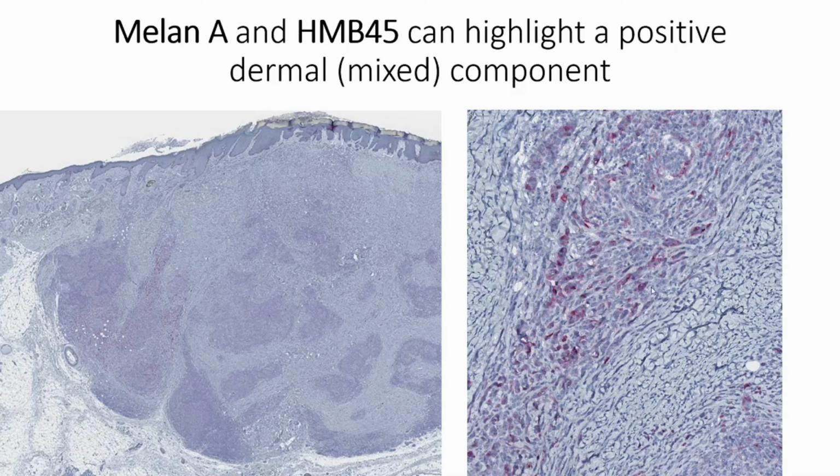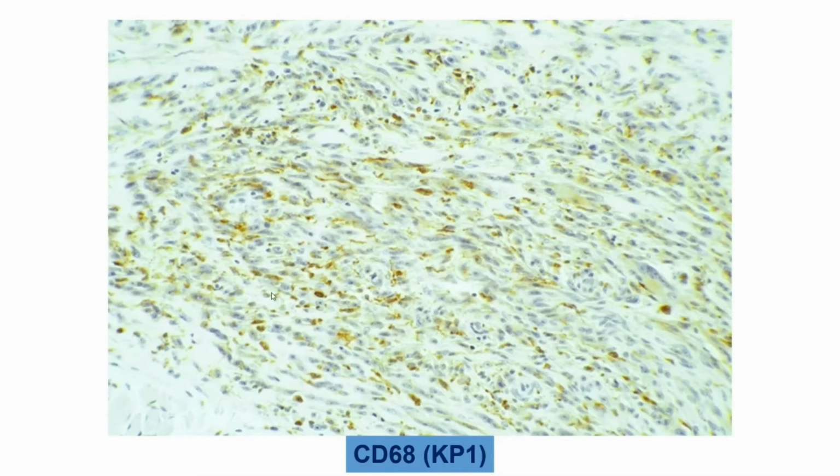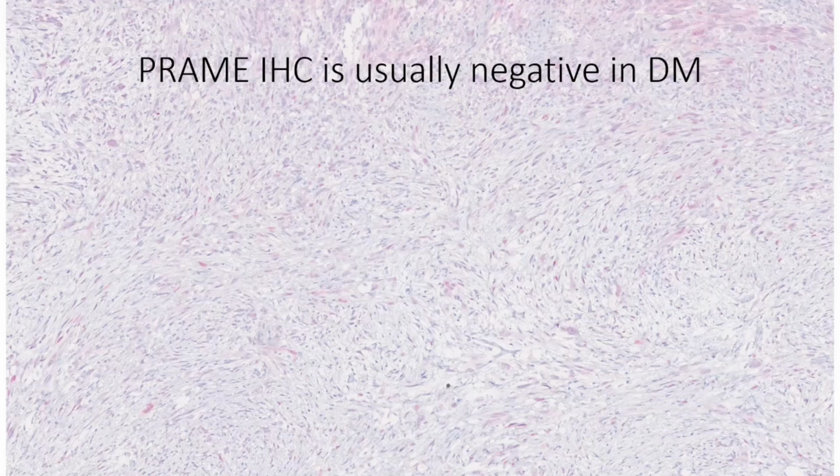Here are some other antibodies that you can have some positivity for: smooth muscle actin, which can be very focally but strongly positive. And also, it would not be rare to find some CD68 weak diffuse positivity. A minority of desmoplastic melanomas will express PRAME. This video will not cover all the other antibodies used in the differential diagnosis of desmoplastic melanoma.